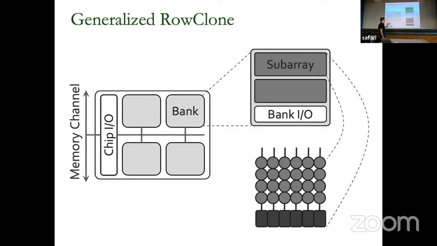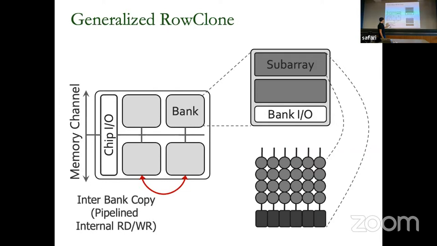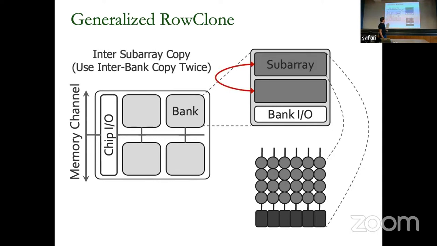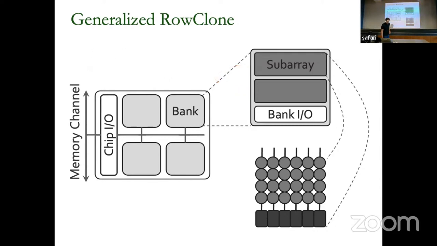So the paper proposes a generalized RowClone that can be either intra-subarray, inter-bank, or intra-bank between two different subarrays, right? In reality, this third version is the one that is worse in the RowClone paper, because the inter-subarray copy is actually making use of the inter-bank copy. So if you want to copy from one subarray here to another subarray here, you have to move data from here to here and then from here to here. So that's why it's the one that has higher latency, and the energy savings are not that high.